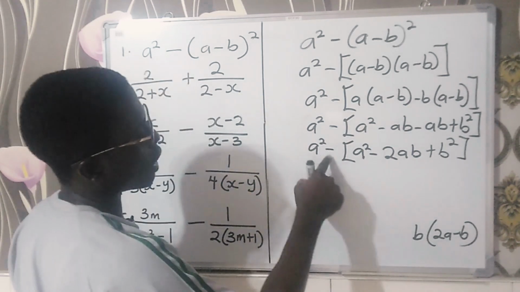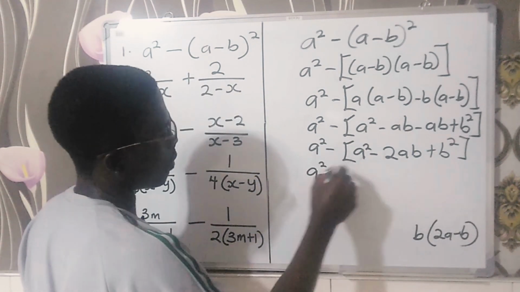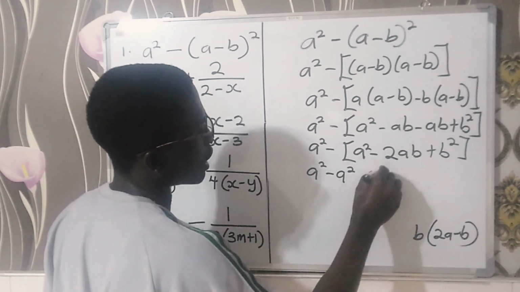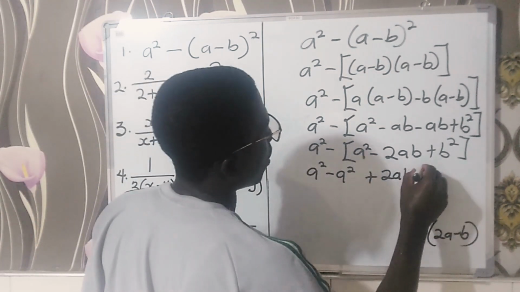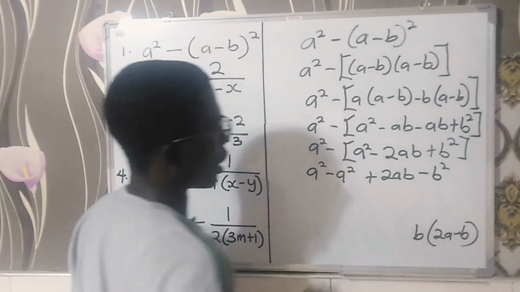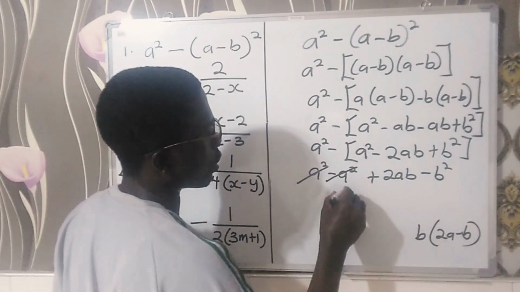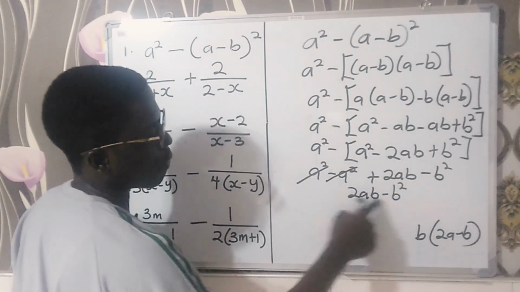Now we use the negative sign to expand the whole of this. So we have a square minus times this will be minus a square, minus this times this will be what? Plus 2ab, and then minus times this will be what? Minus b square. And then negative cancels positive. The final answer will be what? 2ab minus b square. But we can factorize it out.